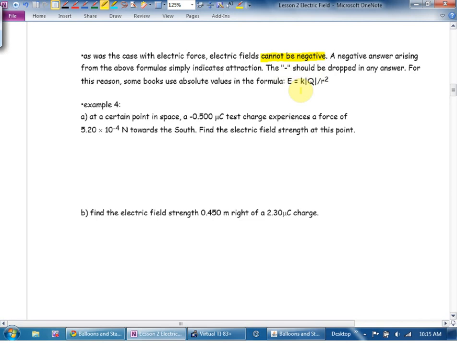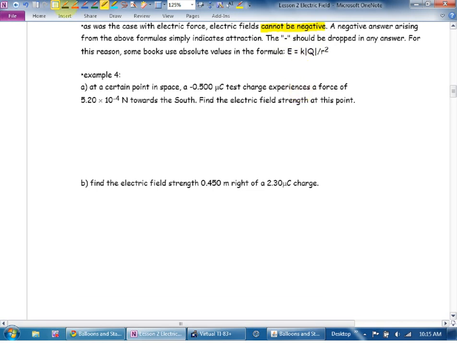So, at a certain point in space, a negative 0.5 microcoulomb charge experiences a force that big towards the south. Find the electric field strength at this point. So I've given you two equations for electric field. I've said it's this, and I've said it's this. Which one do you use when?